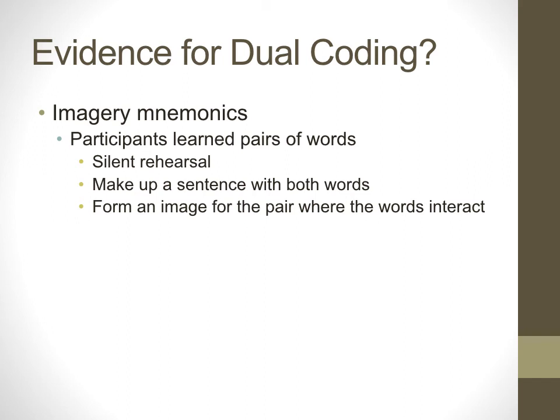The silent rehearsal group was just asked to take the words and rehearse them and try to remember them. The second group was asked to make up a sentence using the two words from the pair. And the third was asked to form an image for the pair where the words interact. So for example, if we gave you the pairing of a book and a horse, and you rehearse that versus made up a sentence or versus formed an image, who would remember the best?